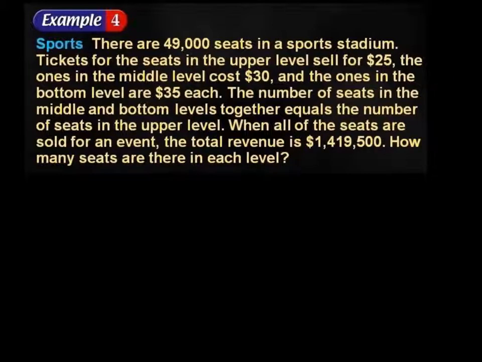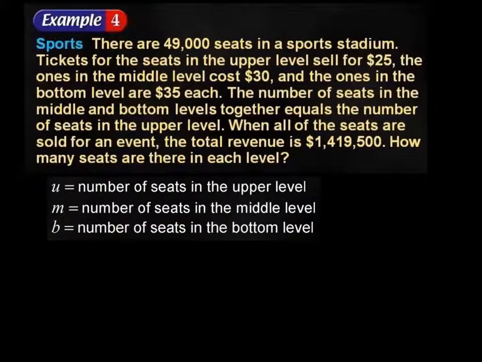There are 49,000 seats in a sports stadium. Tickets for the seats in the upper level sell for $25. The ones in the middle level cost $30. The ones in the bottom level are $35 each. The number of seats in the middle and bottom levels together equals the number of seats in the upper level. When all the seats are sold for an event, the total revenue is $1,419,500. How many seats are there in each level?